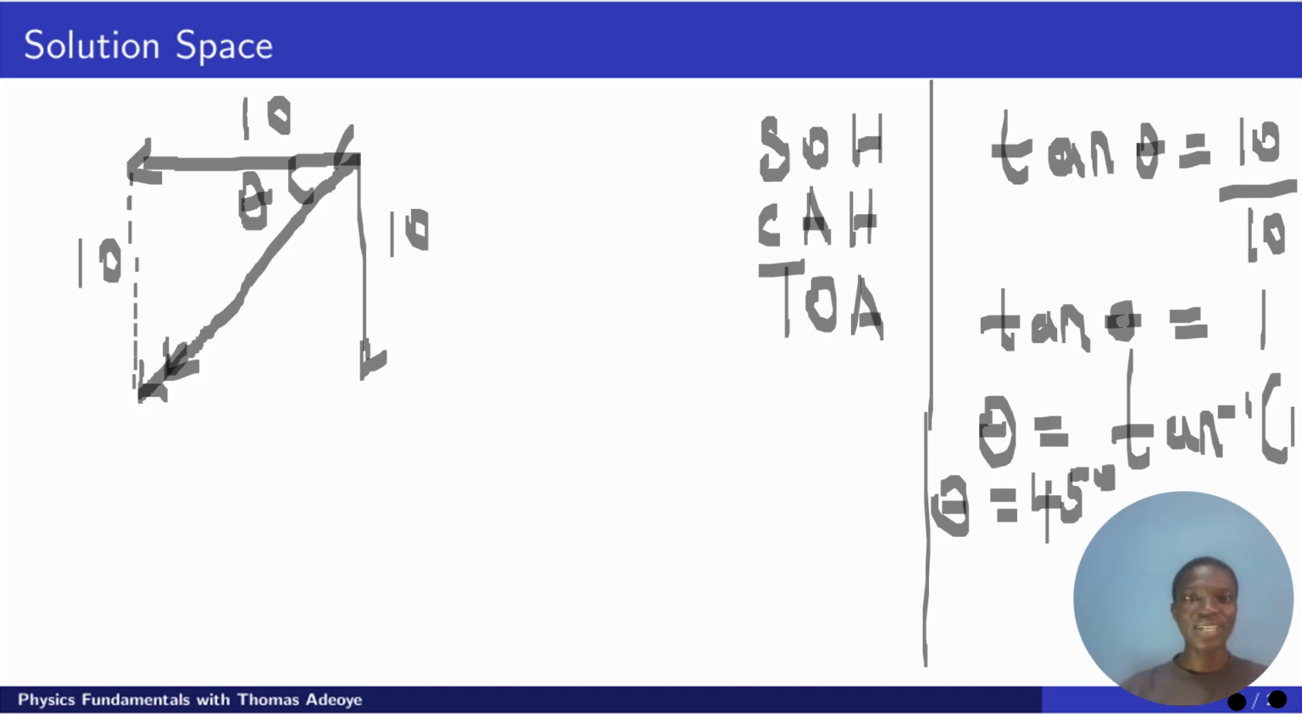If you want to find this other angle too, let's call it alpha. If theta is 45 degrees, and this is a right angle triangle, then this angle is a right angle, so it's 90. So if theta is 45, this should be 90 minus 45. That should be 45 as well.